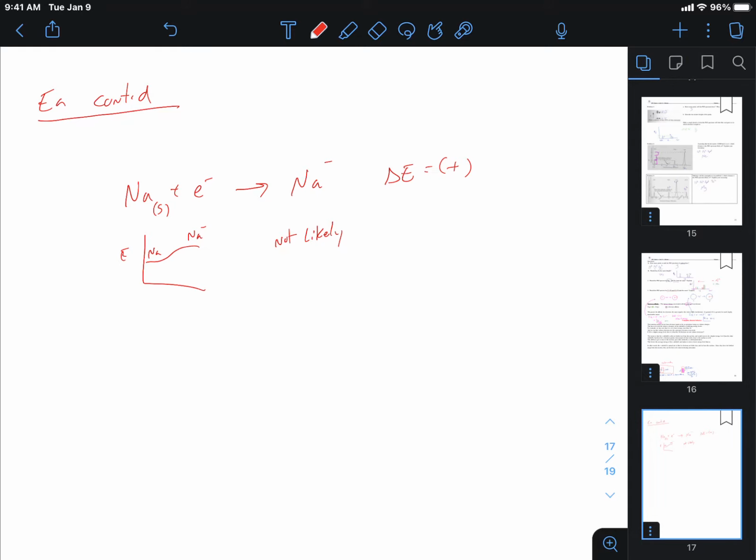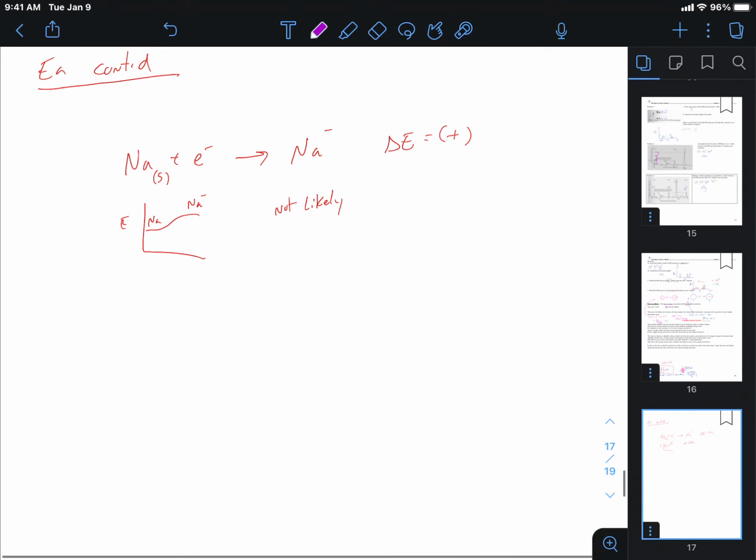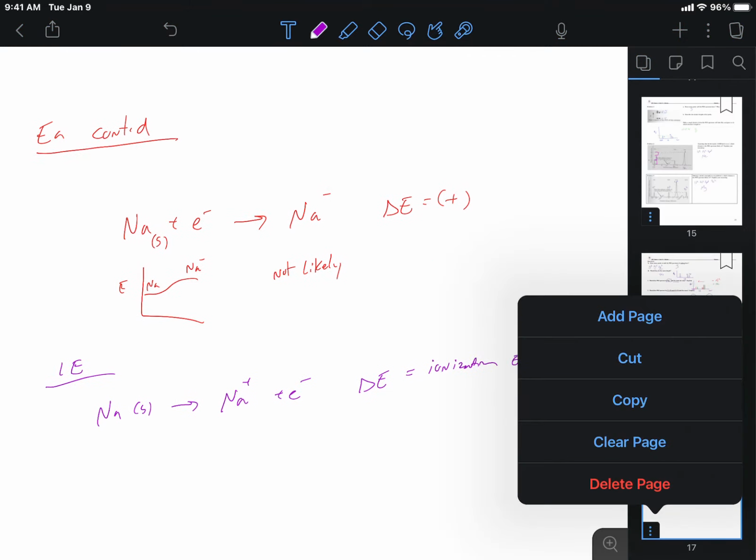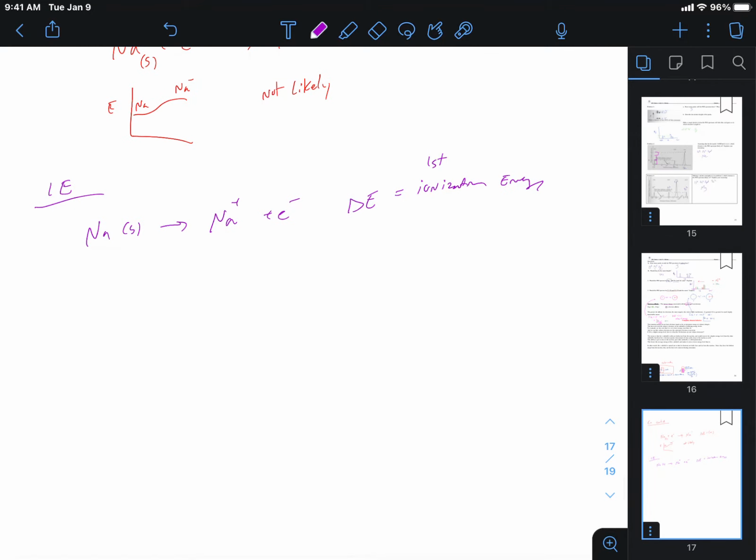Okay, disambiguation. Let's talk about differences between other scenarios. Let's talk a second about ionization energy again. Here's an example of an equation representing ionization energy. The definition of ionization energy is the energy required to remove an electron, and that's what's being represented here. We are removing an electron from an element in its standard state. Does that make sense? So the delta E would be equal to what's called the ionization energy. Technically the first ionization energy.